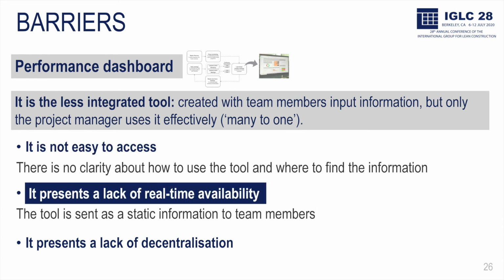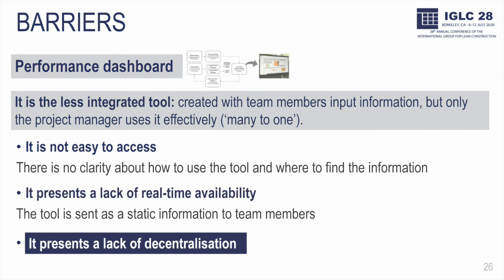It presents a lack of availability, a real-time availability. Some specific metrics from the tool are sent in reports to the team members as static information, and it presents a lack of decentralization, considering that there is a need to decentralize the use of the tool, enabling them to have more responsibility to control and evaluate their own activities.